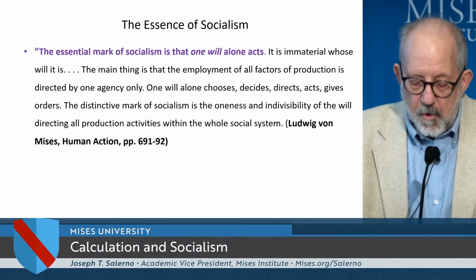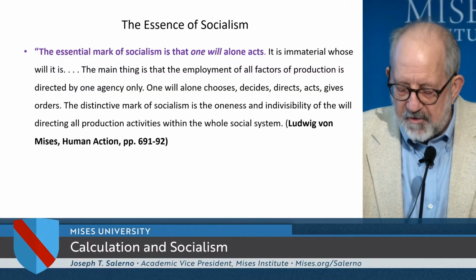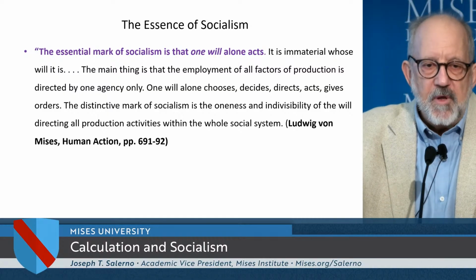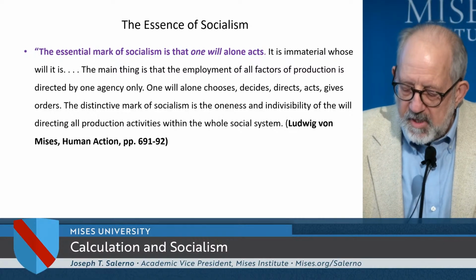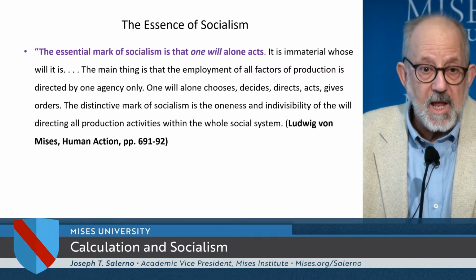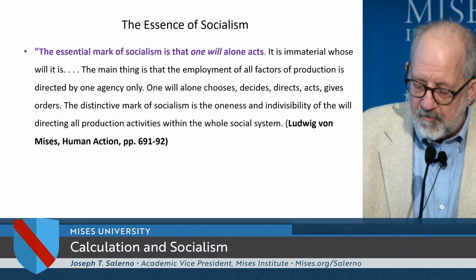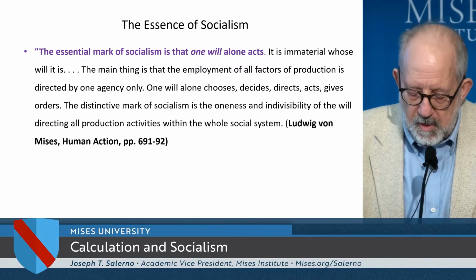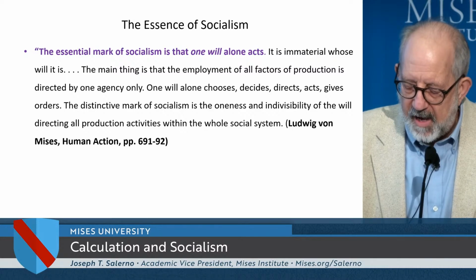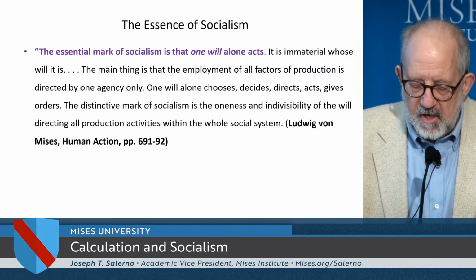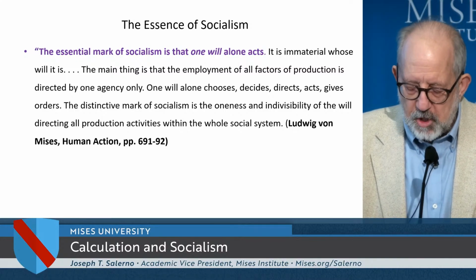So Mises wrote, and this is worth quoting, "The essential mark of socialism is that one will alone acts." It's not that different people have different knowledge and we can't combine it. That's a problem, but that's not the essential problem. "It is immaterial whose will it is." So it could be an angel, it could be a devil, it could be a good guy, a bad guy. "The main thing is that the employment of all factors of production is directed by one agency only. One will alone chooses, decides, directs, acts, gives orders."